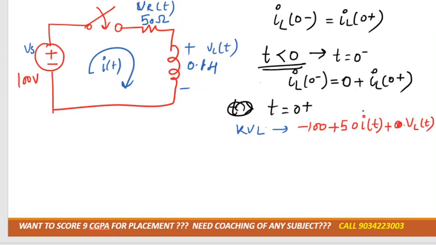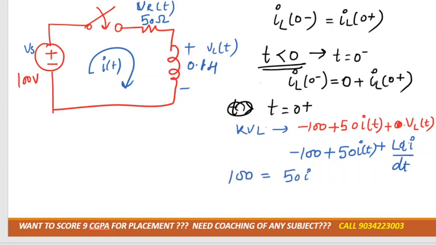Now tell me voltage across inductor is L di by dt. Can we put the value for L over here? What is the value for L? 0.1. Now can we write down the equation like this: 100 is equal to 50 I of t plus 0.1 di by dt. Yes or no?